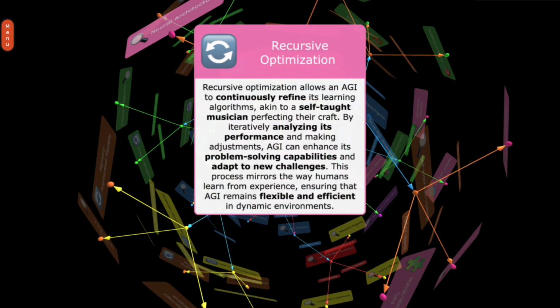Recursive optimization allows an AGI to continuously refine its learning algorithms, akin to a self-taught musician perfecting their craft. By iteratively analyzing its performance and making adjustments, AGI can enhance its problem-solving capabilities and adapt to new challenges. This process mirrors the way humans learn from experience, ensuring that AGI remains flexible and efficient in dynamic environments.